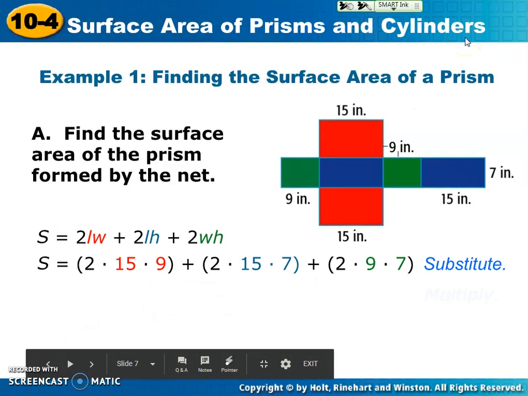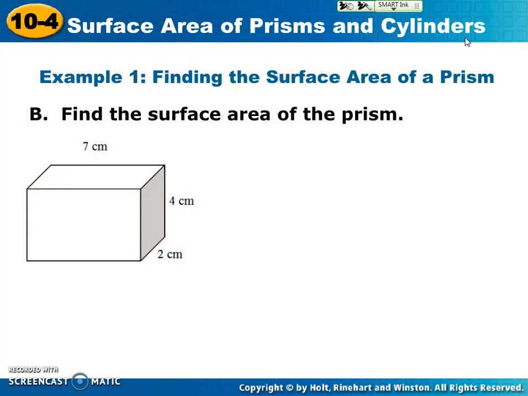All right, what happens then, I'm going to fast forward a little bit, if it's not a net? Well, same thing. I have a front of the box, I have the top of the box, and I have the side of the box. Find the area of those 3 boxes. Multiply it by 2, right? Because there's always another side, and then add them together. All right, so here we go.